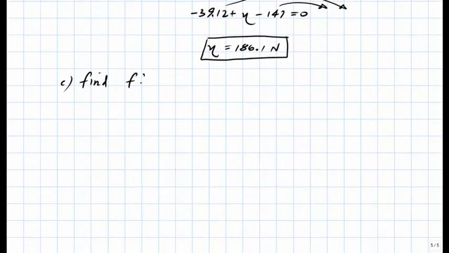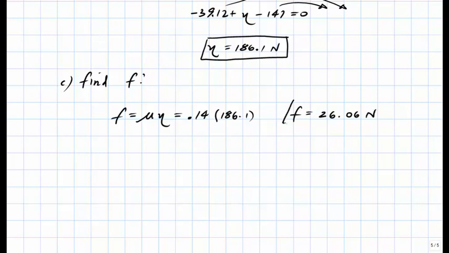Well, that's very straightforward. Friction simply equals mu times N. In this problem, the coefficient of friction was given as 0.14, and we just found the normal. It equals 186.1, and so if we multiply those two together, friction simply equals 26.06 newtons.